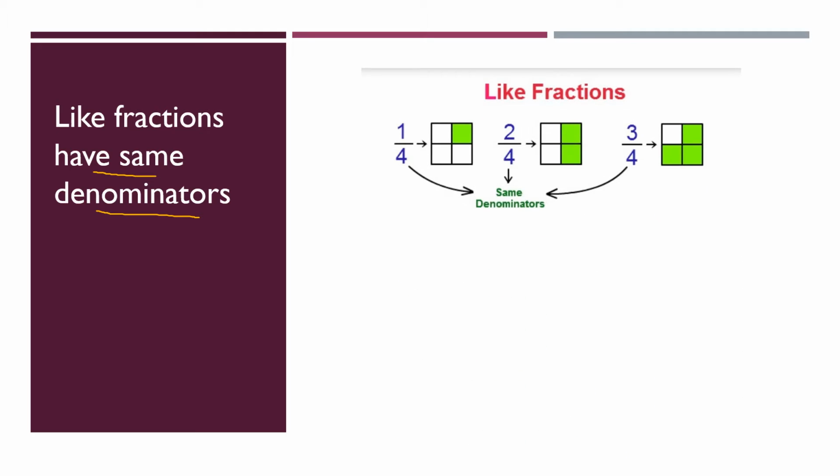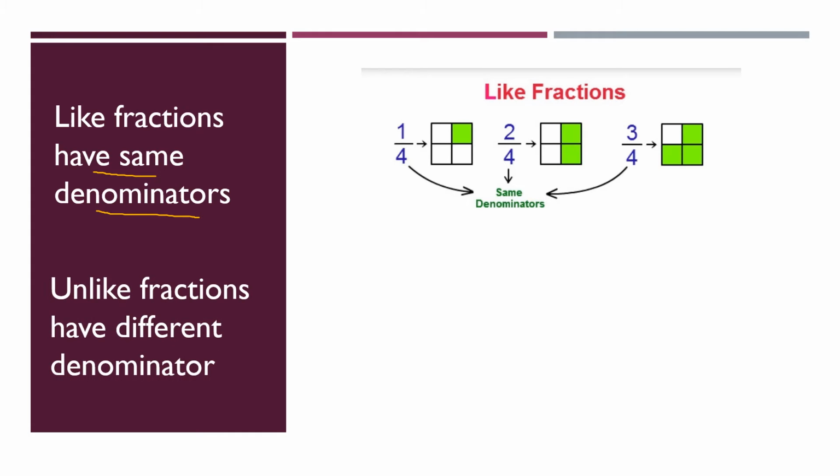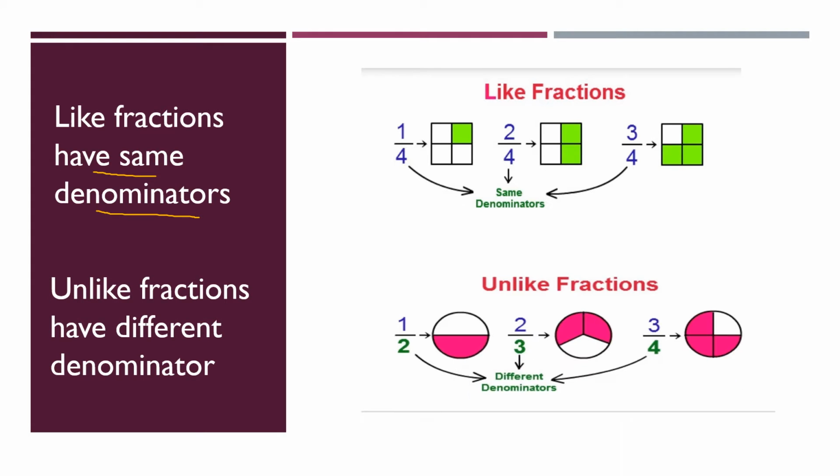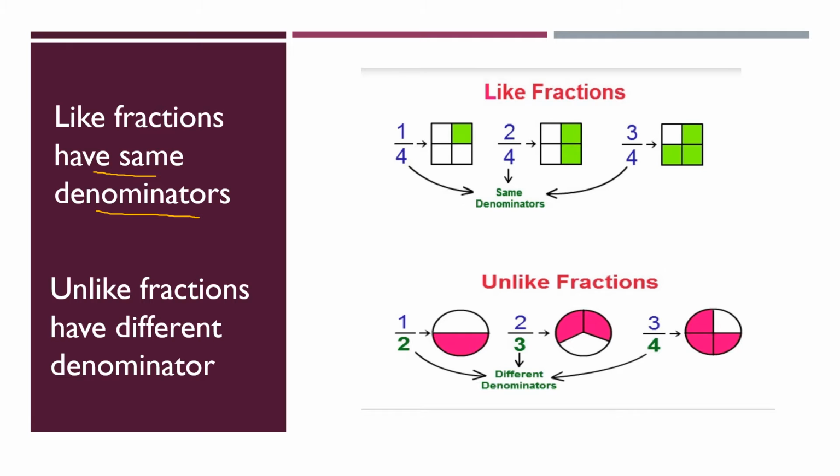As we can see here, there are three fractions: 1 by 4, 2 by 4 and 3 by 4. In all these three fractions, the denominator is the same. So these are considered as like fractions. And in the case of unlike fractions, they will have different denominators. As we can see here, the denominator is different. The numerator may be the same, but the denominator is different. So this set of fractions is known as unlike fractions. Is that clear to you?